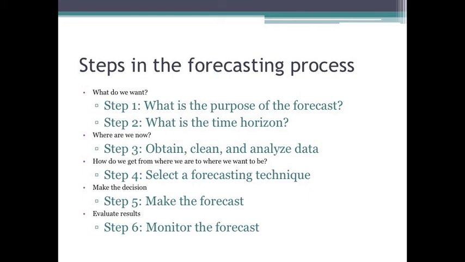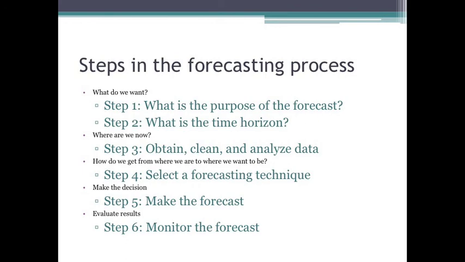So, once we've looked at the data, we've cleaned the data, we've analyzed the data, we select a forecasting technique. The forecasting technique we select has to match the purpose of the forecast, has to match the time horizon. Remember, some forecasting methods are only short-term forecasting methods. So we have to select a forecasting technique that matches what we want and also matches what we can use with the data we have. So once we've figured out how to get from where we are to where we want to be, we act. We make the decision. We get things done.